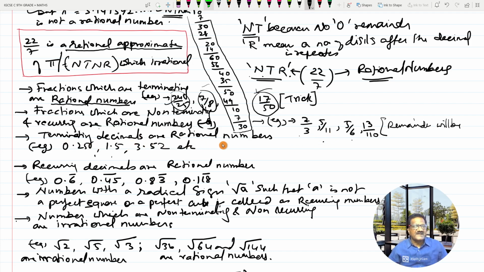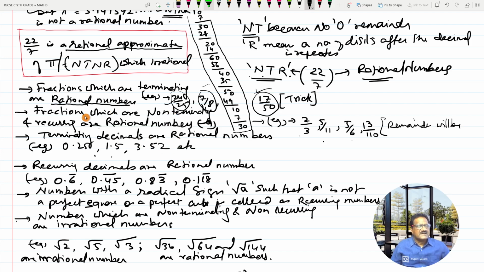The example of terminating decimals are rational is this. Now these numbers, can you see 2 upon 3, 5 upon 11, 5 upon 6? These numbers are terminating decimals. Why they are known as terminating decimals? Because when you work out, the remainder will not be 0 because they are non-terminating, and the answers will be like 0.25, 1.5, 3.52. These are the numbers. And these numbers also, you will see that they are terminating decimals. Sorry, I'm getting a little bit confused.